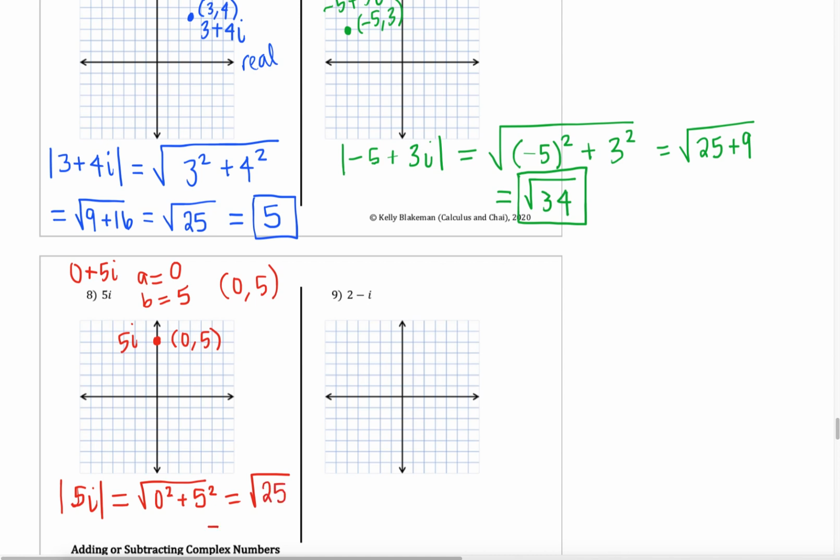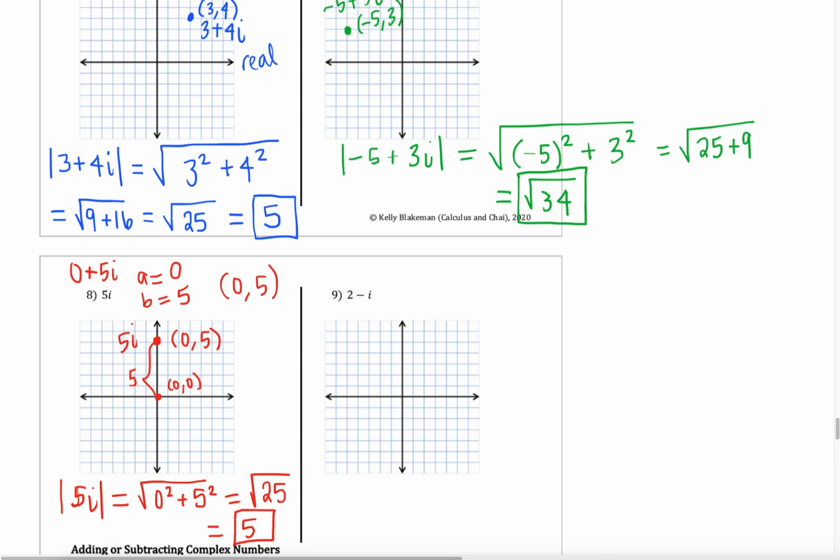And then since the square root of 25 is a perfect square, I end up with positive 5 as my absolute value. Which if I were to look on the graph, I can see that from our origin at (0, 0) to that coordinate pair up there, I did go a distance of 5 units, which makes sense that my absolute value then is equal to 5.